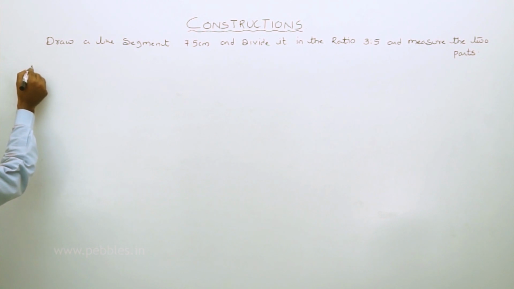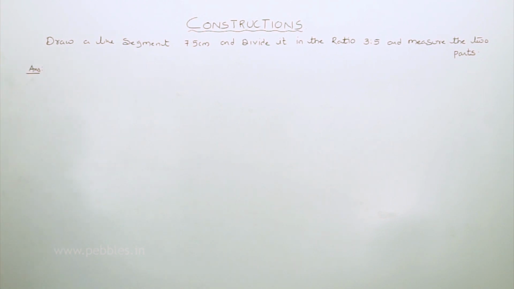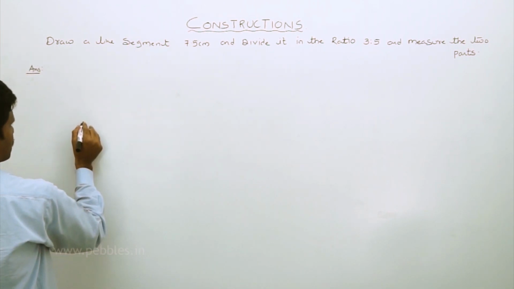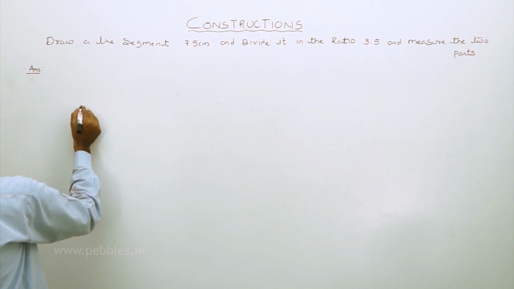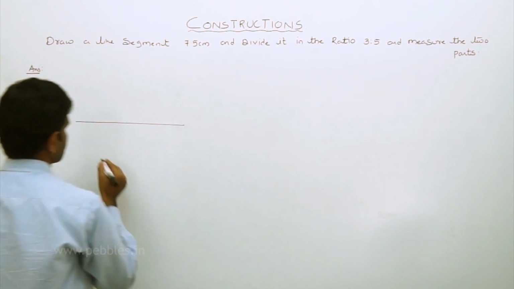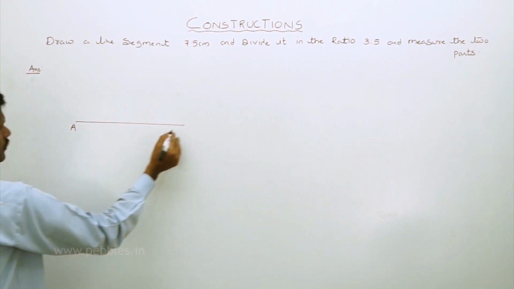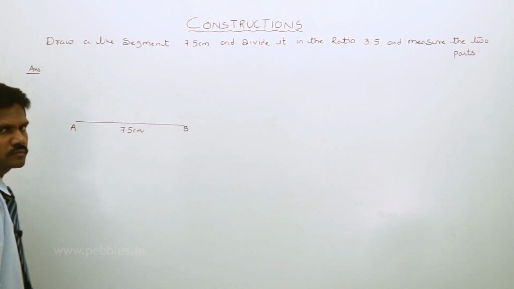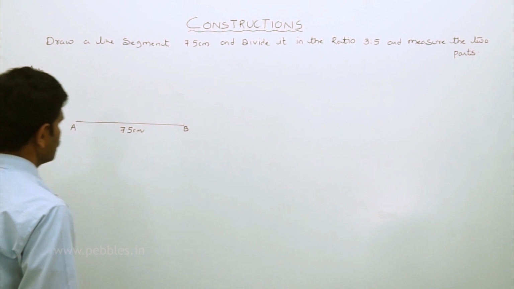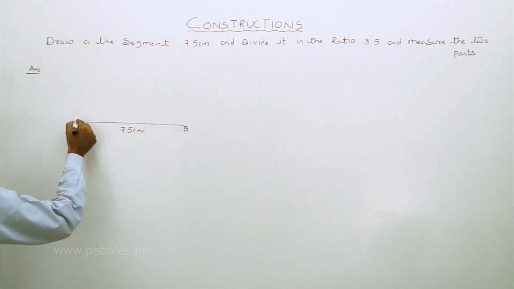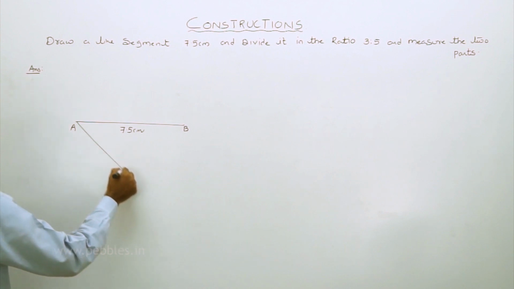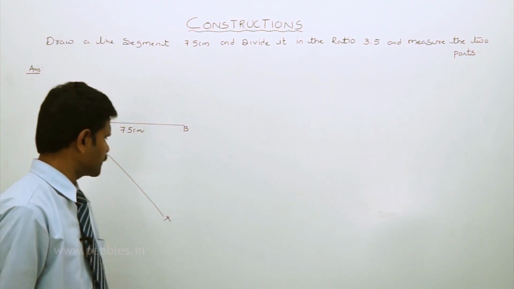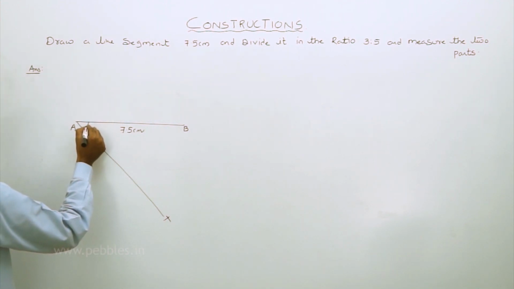Now draw a line segment 7.5 centimeters. Name it AB. AB is equal to 7.5 centimeters. And draw acute angle BAX. Now which is an acute angle.